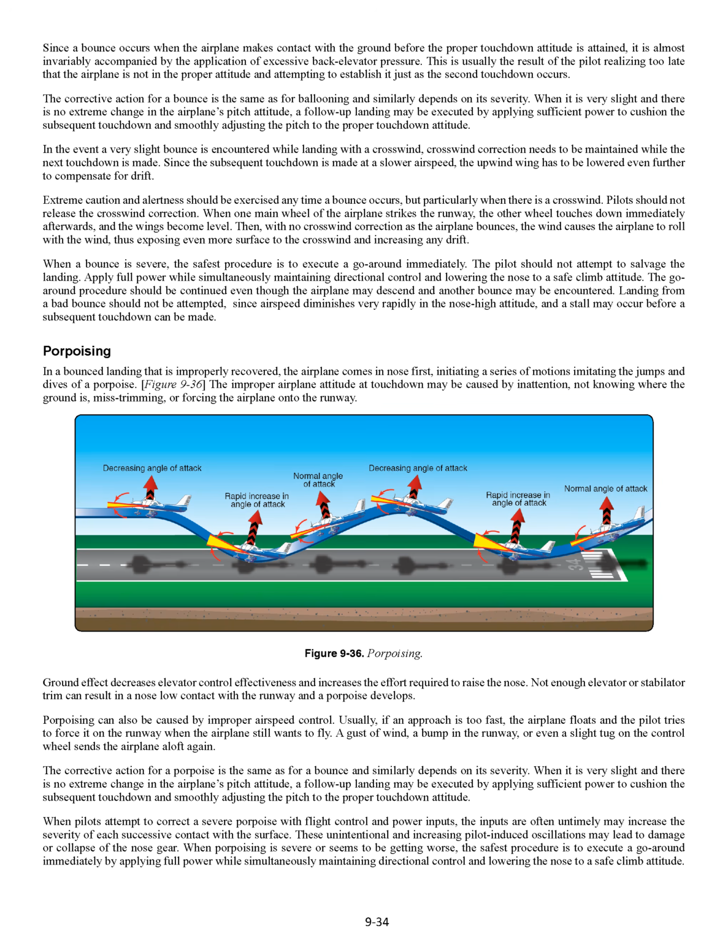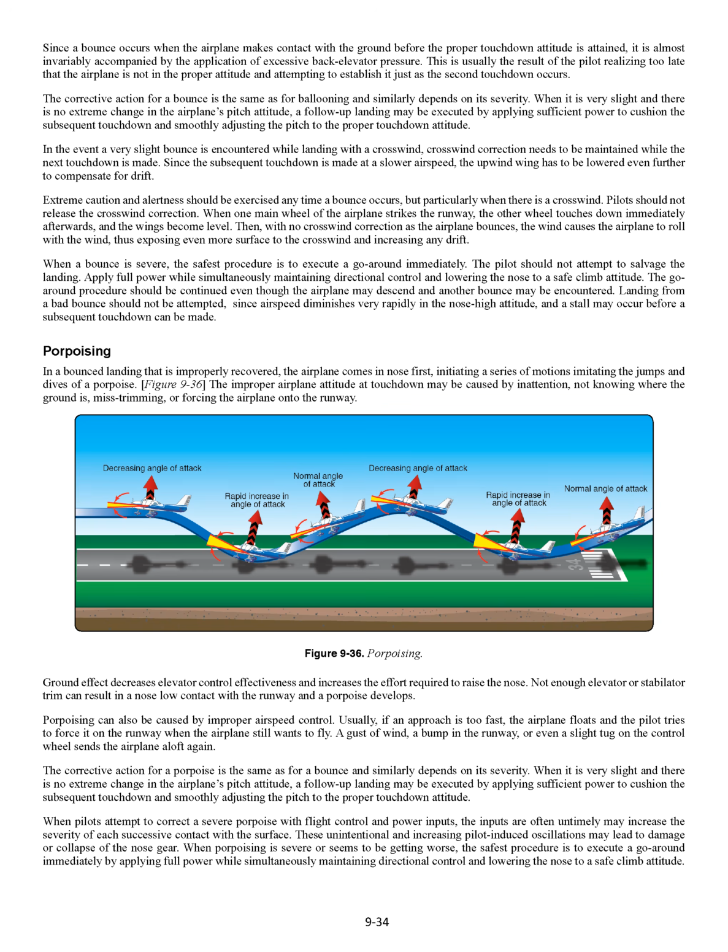When one main wheel of the airplane strikes the runway, the other will touch down immediately afterwards, and the wings become level. Then, with no crosswind correction as the airplane bounces, the wind causes the airplane to roll with the wind, thus exposing even more surface to the crosswind and increasing any drift. When a bounce is severe, the safest procedure is to execute a go-around immediately. The pilot should not attempt to salvage the landing. Apply full power while simultaneously maintaining directional control and lowering the nose to a safe climb attitude. The go-around procedure should be continued even though the airplane may descend and another bounce may be encountered.